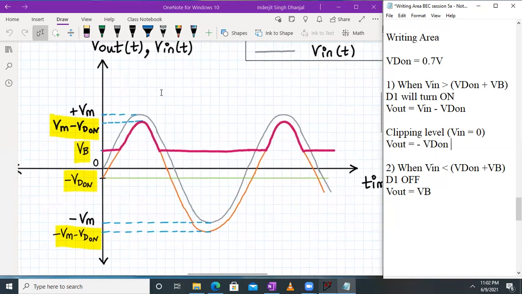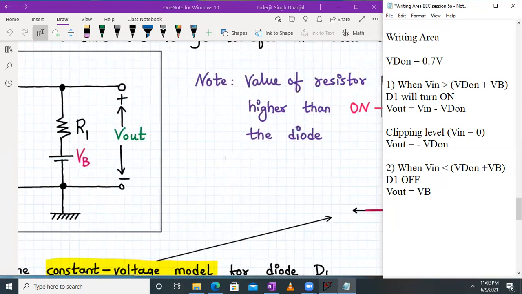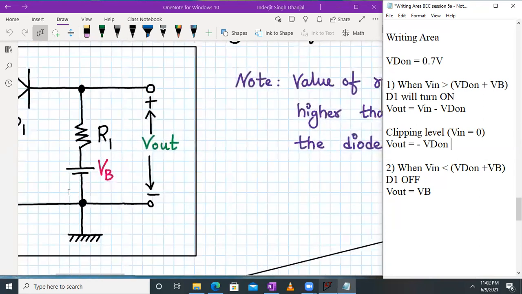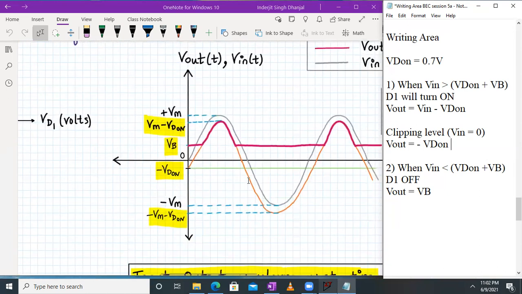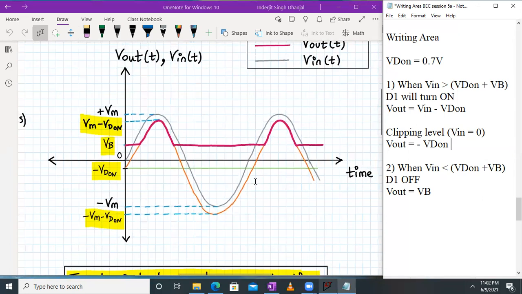Earlier cases, why is it so? Because this VB is connected in parallel with the V out. So V out will never be 0. It will be VB. If this bias is reverse, that means negative is up and positive is down, that time this might go to negative level also. Okay, so remember that. So this is how the input output waveforms look like. Be very, very sure about it.